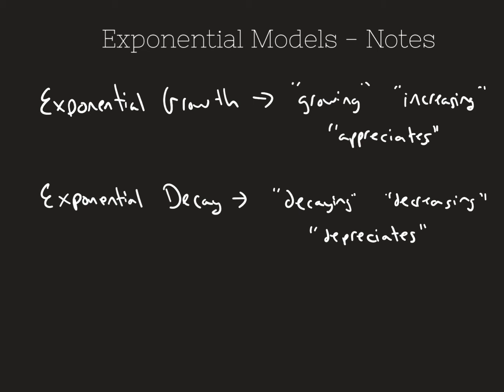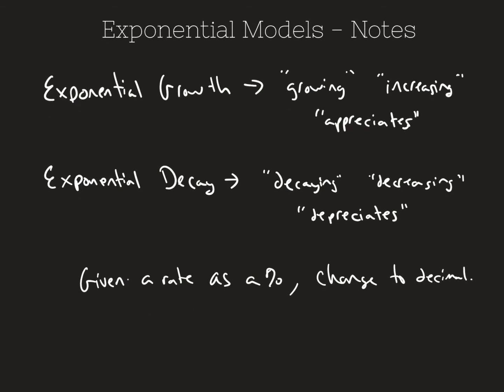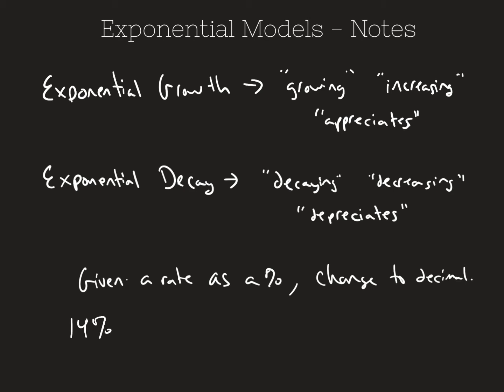And so with these problems, we'll usually be given a rate as a percent, we have to change it to a decimal. Okay, so just like you've done in the past, if I gave you like 14%, you move the decimal place 1, 2 to the left, or divide by 100, and that would be 0.14. Or if I gave you 3.7%, again, you move that decimal 2 to the left, and that would give you 0.037, right? So we're going to need to change it to a decimal.